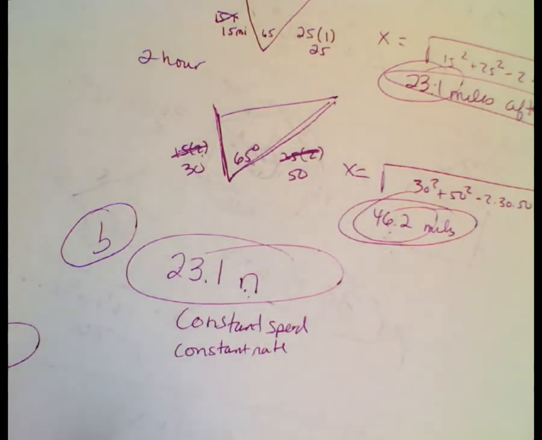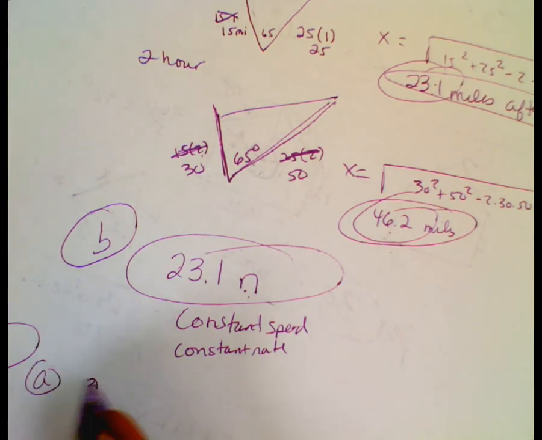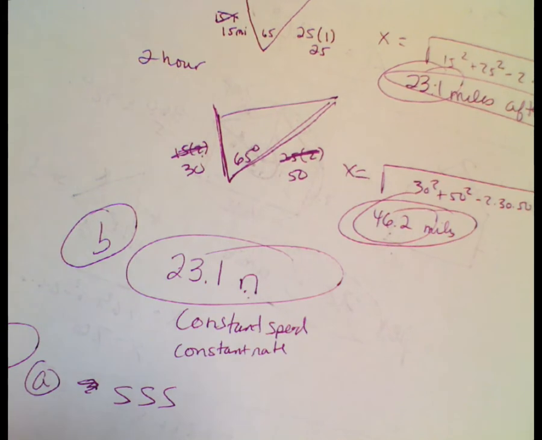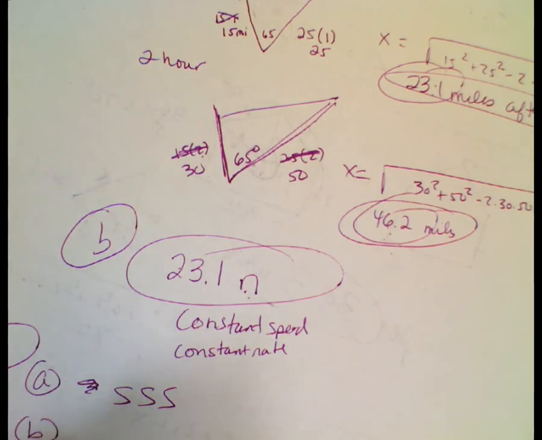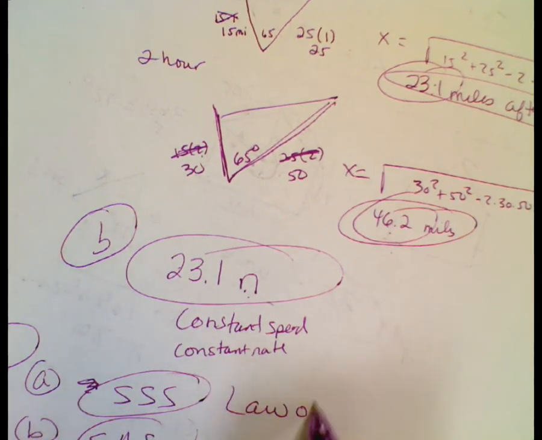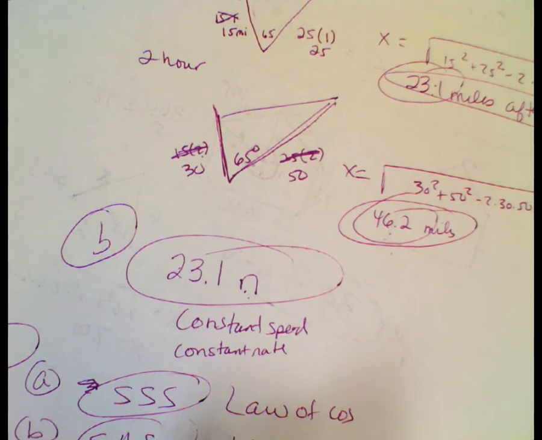13, last one. You cannot use the law of cosines if you know what? So A said 3 sides. It's this. And it says you cannot use the law of cosines, but you can use the law of cosines for A, so it's not A. B, 2 sides and the included angle. You can use the law of cosines for both of these. So these are not your answer.